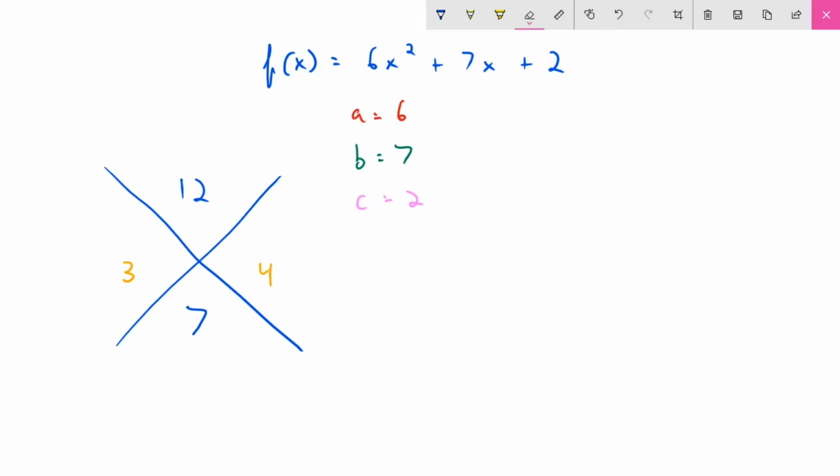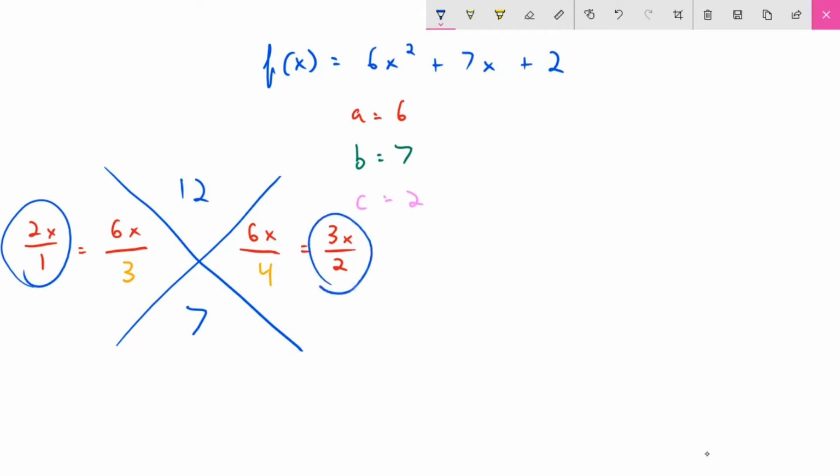After we get our side values here, if a is not equal to 1, what we're going to do is set up a fraction like this, draw the fraction line, and on top of the fraction line, you're going to put x. So a is 6, so 6x. The top of the fraction always depends on a. Then from here, we're going to simplify the fraction as much as possible. So this left fraction would simplify to 2x over 1. This right fraction over here would simplify to 3x over 2. So these are our most simplified forms right here, 2x over 1 and 3x over 2.